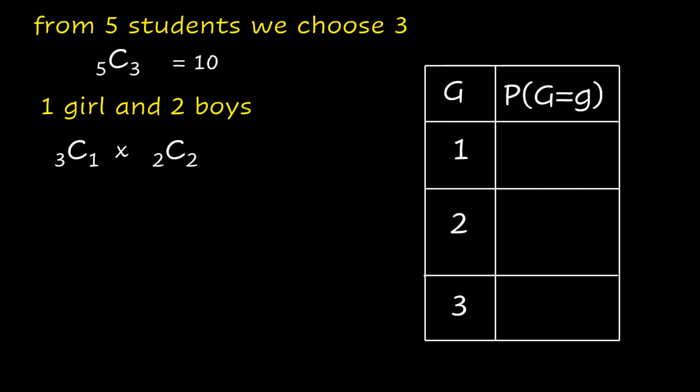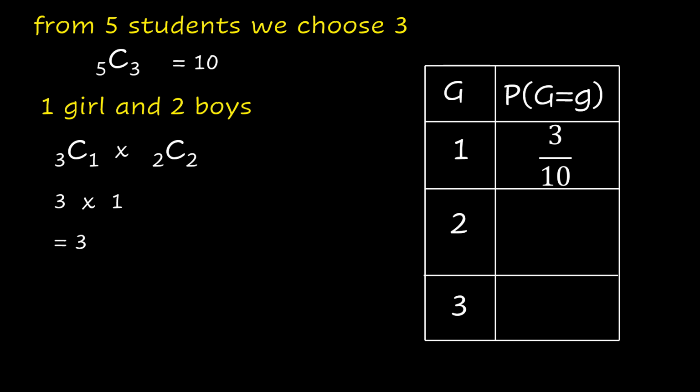And then we are going to compute these combinations and then multiply them. For 3 combination 1, we get 3, and for 2 combination 2, we get 1. We multiply them and we get 3. That means 3 out of 10. So the probability for 1 is 3 over 10.